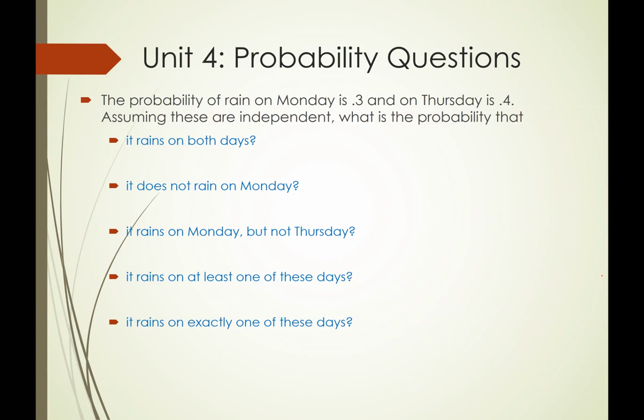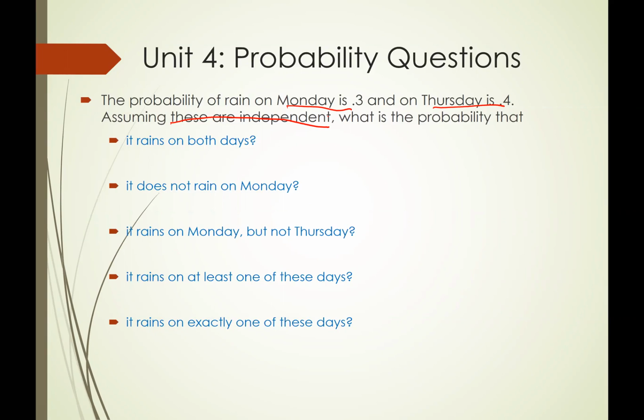Here's another example. The probability of rain on Monday is 0.3. Thursday is 0.4. These are independent. That means whatever happens on Monday doesn't affect what happens on Thursday. That might or might not be true scientifically speaking, but mathematically, that's what we're assuming here. What's the probability it rains on both days?